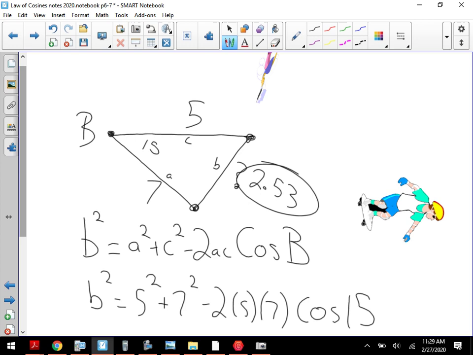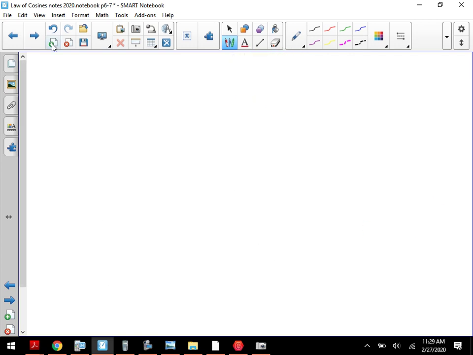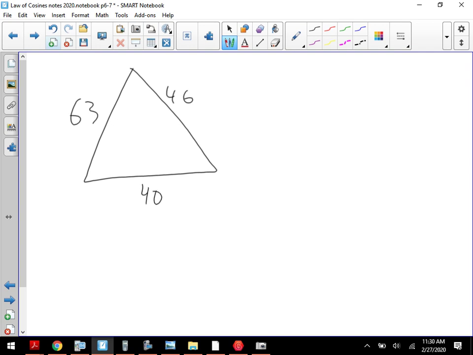The second one says a bridge is supported by a triangular brace. If the sides of the brace have lengths of 63, 46, and 40, find the measure of the angle opposite the 46. So, a bridge, do I have to draw the bridge? No. It just says I have to look at the triangle brace, so all I have to do is draw a triangle. What are the side lengths they give me? Does it matter where they go? No. 63, 46, and 40. Does it matter what I label them?